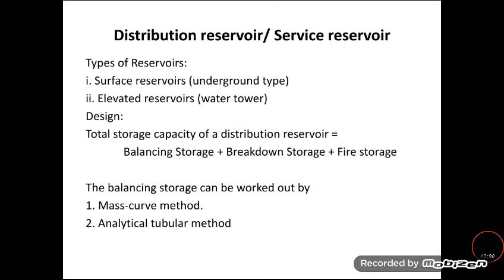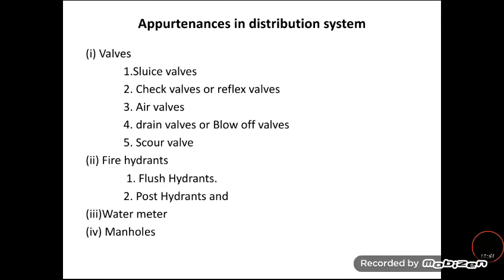Next one is distribution reservoirs or service reservoirs, which are used for the distribution of water. The types of reservoirs are surface reservoirs and elevated reservoirs. While designing the reservoirs, the total capacity of the distribution reservoir is considered as the combination of balancing storage, breakdown storage and fire storage. By addition of all these, we can get the total storage of the distribution reservoir, and the balancing storage can be calculated by means of the Mass curve method and the analytical tabular method.